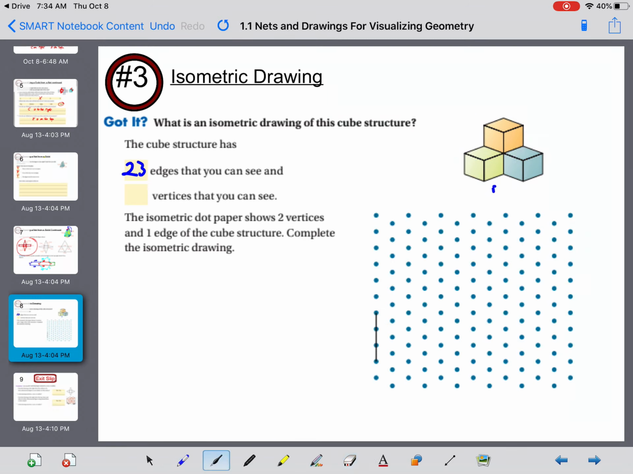And how many vertices do we see, which is corners? So 1, 2, 3, 4, 5, 6, 7, 8, 9, 10, 11, 12, 13, 14, 15, 16. So if you notice, they gave us one side already, right here. 1, 2, 3, 4. And that would be this side given right here. Notice the side length is 4. This is a cube, so every side length is going to be 4.